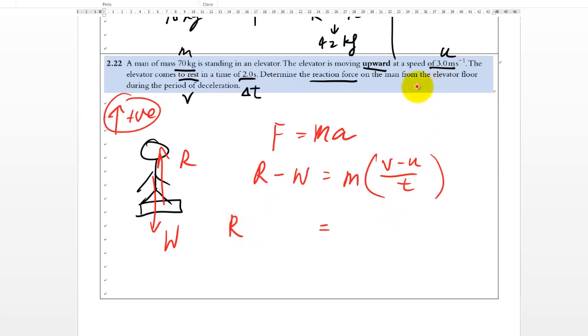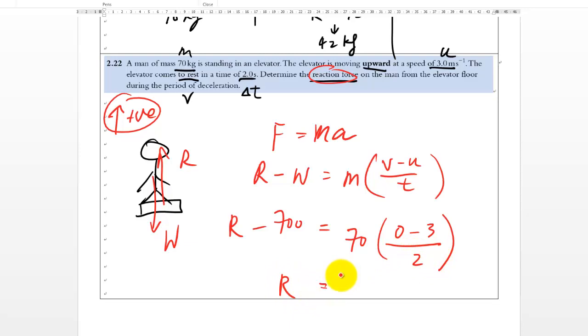So R is something we want to find, and W is what we have, so 700, m is 70, and then v is 0, u is upward, that is positive, and then we take it as 3. Okay, and it makes sense because this is a negative value and we are having a deceleration here, and delta t will simply be 2. So by using a calculator, you should be able to find the answer as 595 newton, and that's it, very simple.